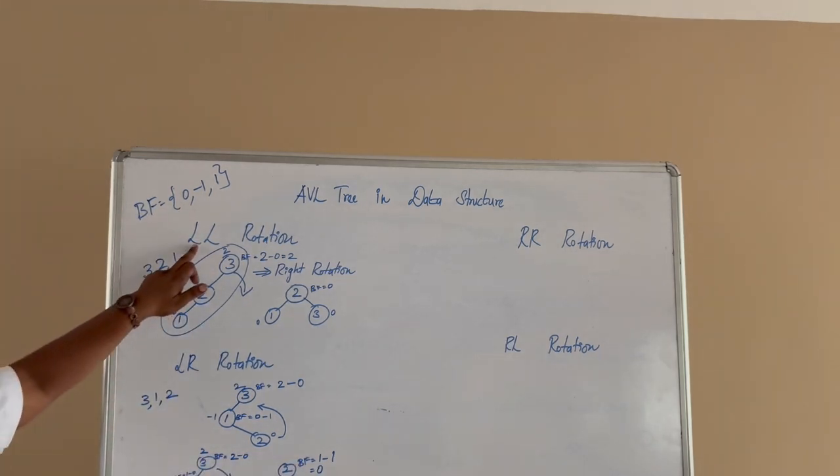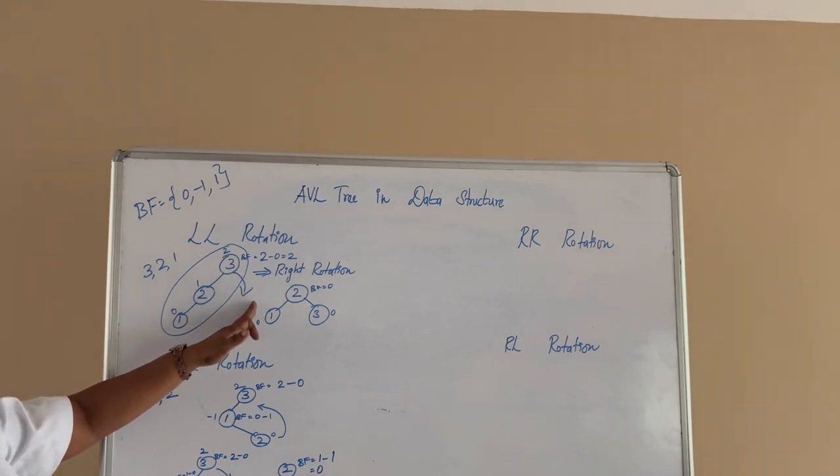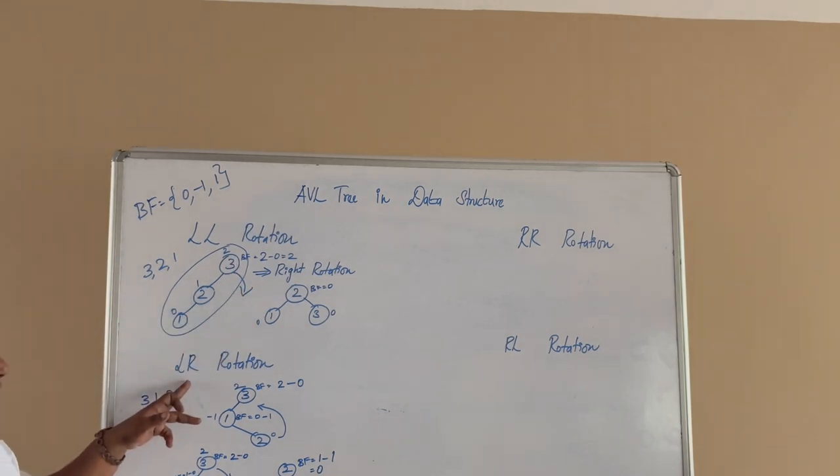So for LL rotation, you have to perform a right rotation. For LR rotation, first you have to perform the left rotation. You will get a left skewed tree, and in order to balance this, you will perform the right rotation, right? So this is LR rotation.